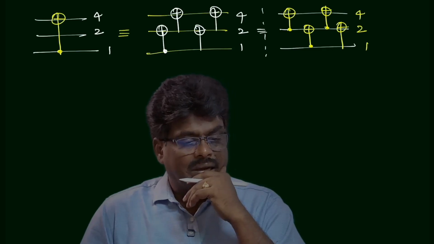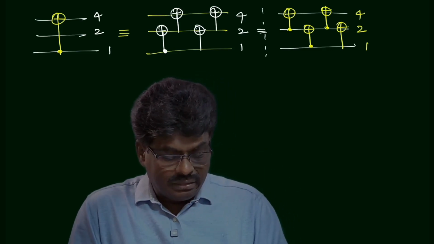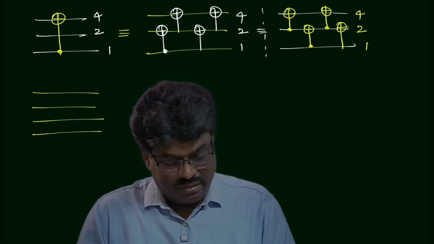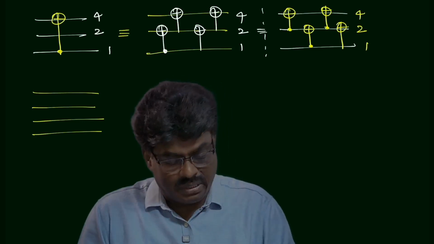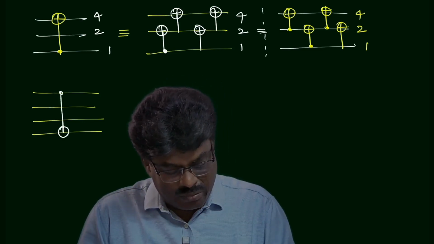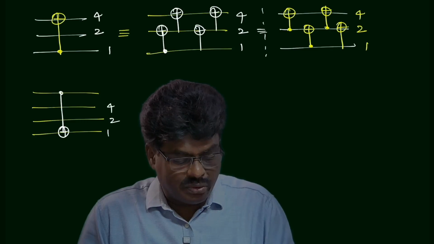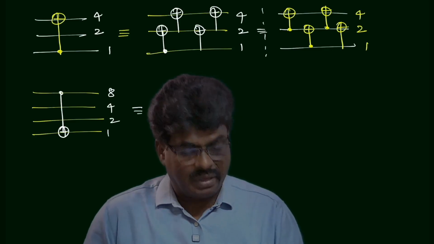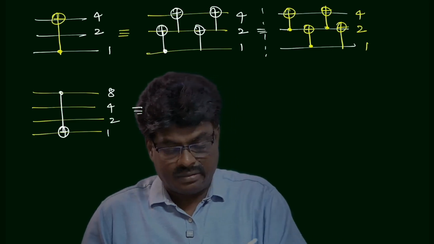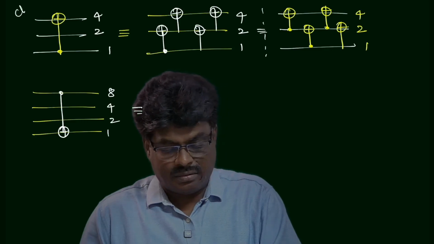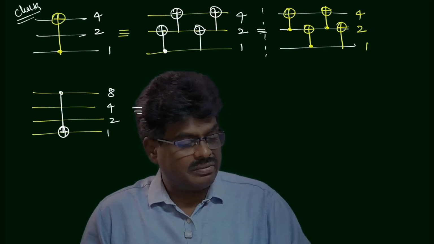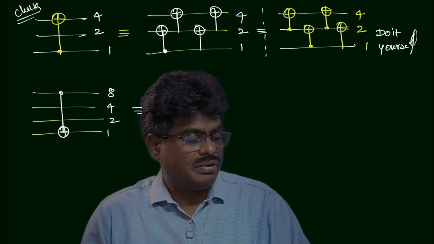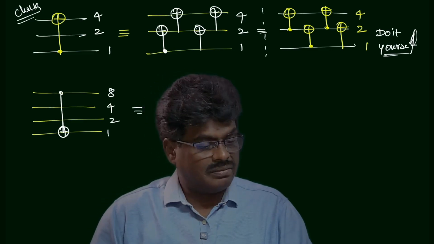Okay, and I think like this also we can proceed. Maybe for example, if you have 4 qubits and from top to bottom we have 1, 2, 4, 8. That means you have 8 to 1. So this one you please check, do it yourself, and if you are facing any trouble, please inform.